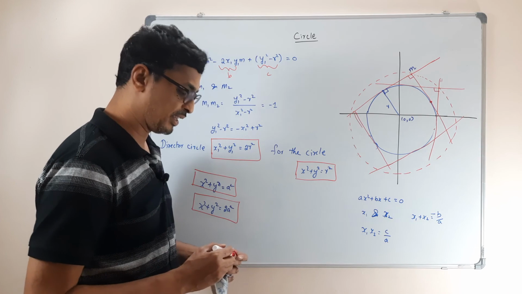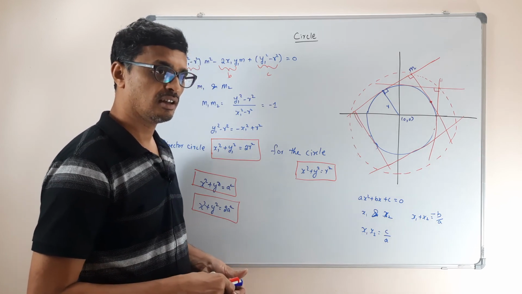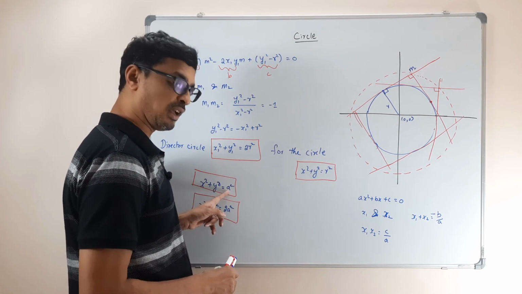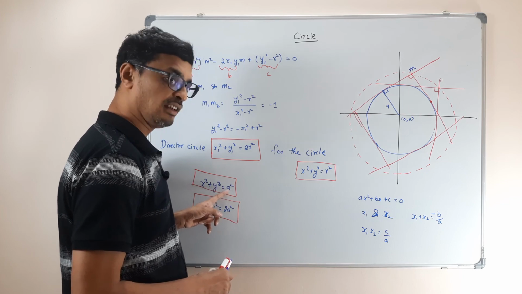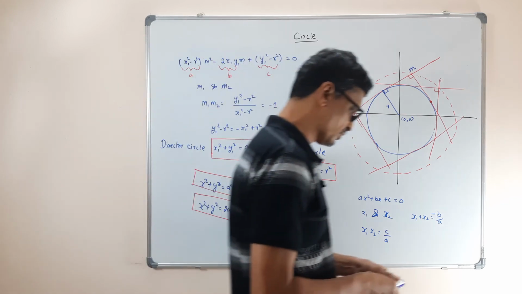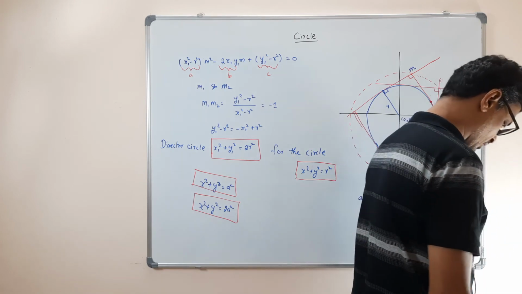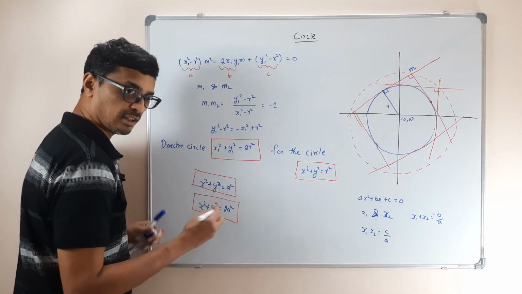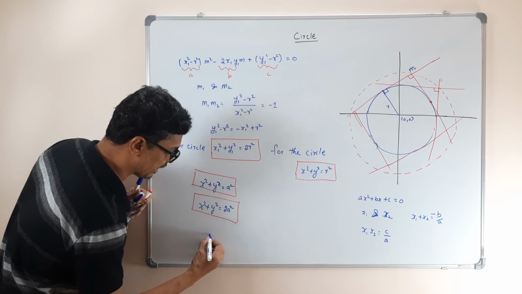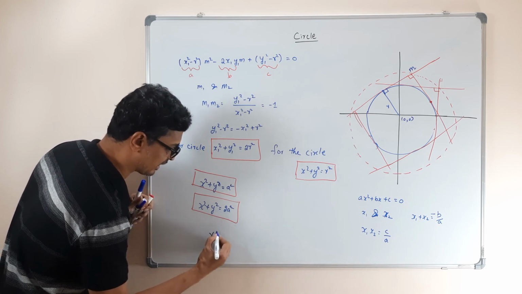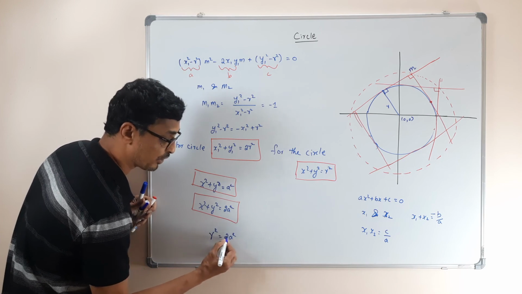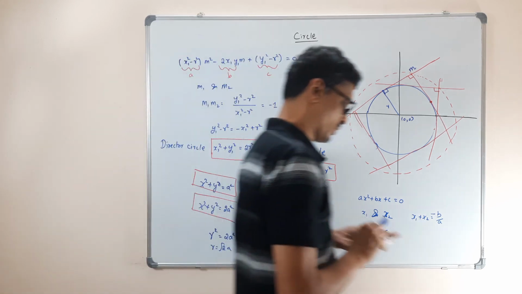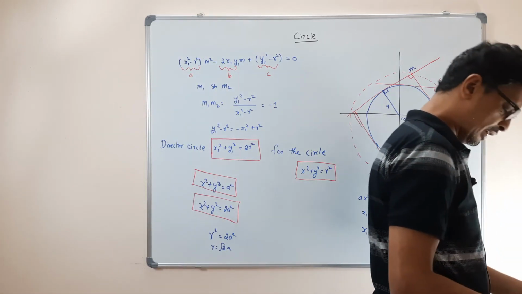Can you tell me what is the radius of the director circle? Suppose a square is the radius square of the circle. The director circle radius r square equals 2a square, where a square is for the original circle. So r equal to what? Root 2 times a. Correct? And that's all we have.